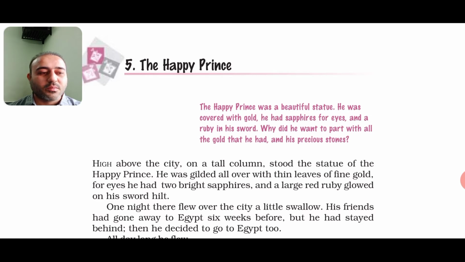And then the bird inquired of the prince or the statue about the reason why it was crying or weeping. Then the Happy Prince told the whole story, that what the situation is, or how bad the situation is, of the people of his city, because of which he is feeling helpless and sad because he cannot help them out.